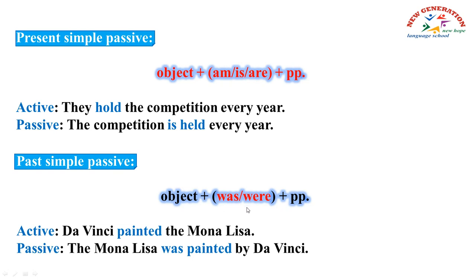The same way in the past simple, we will start with the object, verb to be in the past simple, was or were, plus the PP form of the main verb. As you see here, Da Vinci painted the Mona Lisa. Then I'm going to start with the object, the Mona Lisa. The Mona Lisa was painted by Da Vinci. I used verb to be as was in this form because verb to be always follows the tense form.